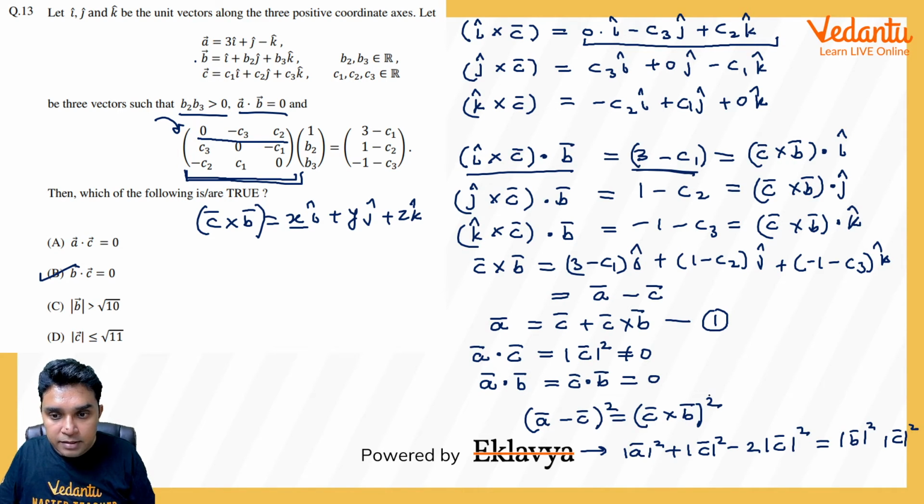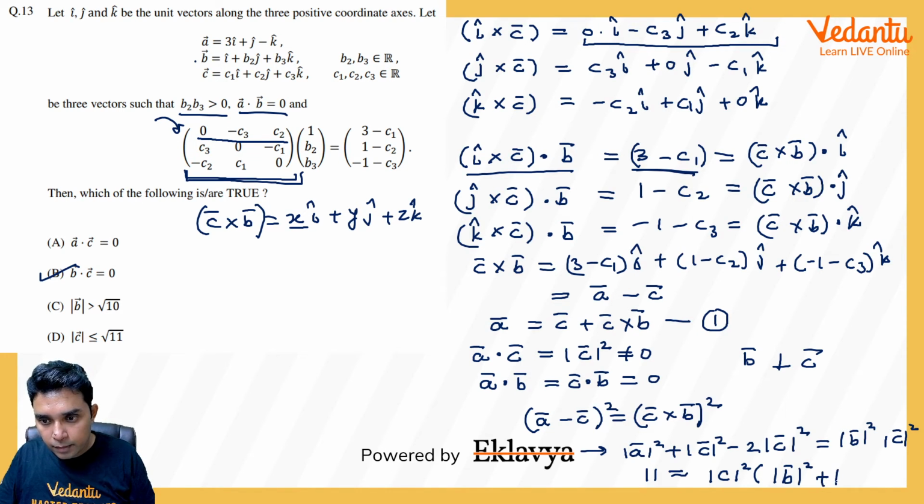And dear all, please listen carefully. B is perpendicular to C. So the angle between them will be 90. So sine 90 is 1. There is no need to write that. So what we have got here: mod A square, we know it is 9 plus 1 plus 1, so 11. And if I take all the C terms there, mod C square common, it will be mod B square plus 1 here.